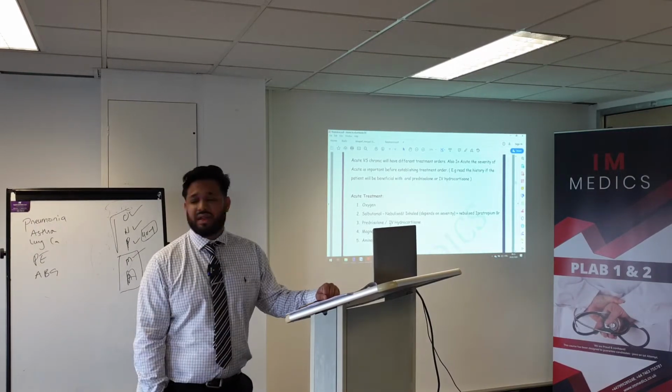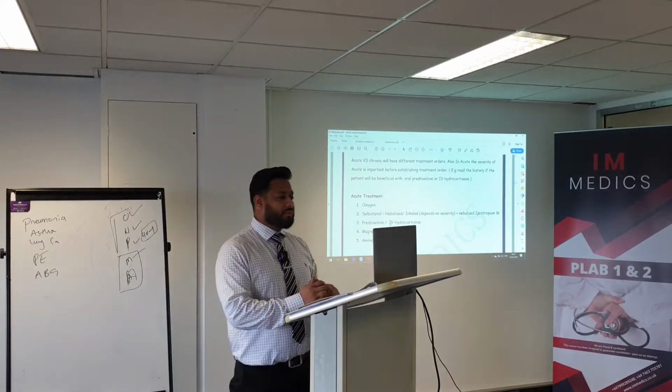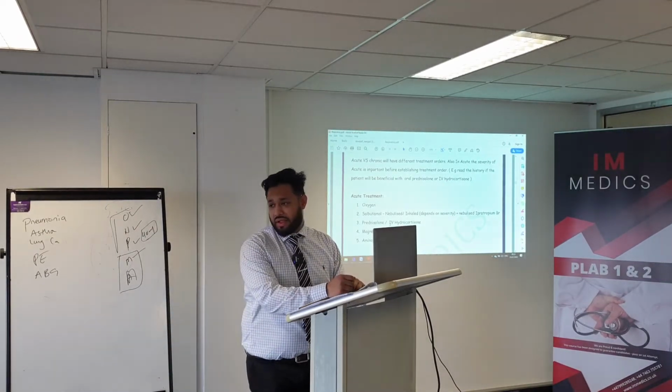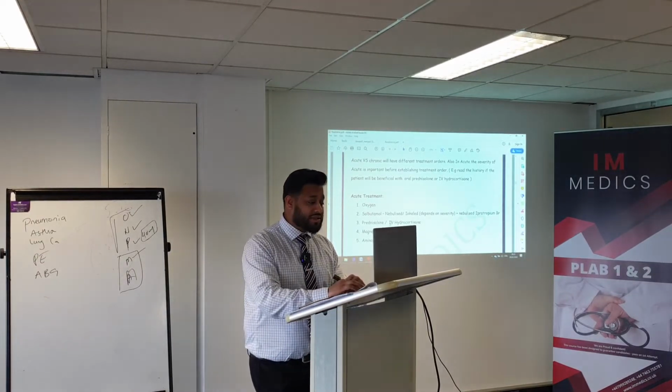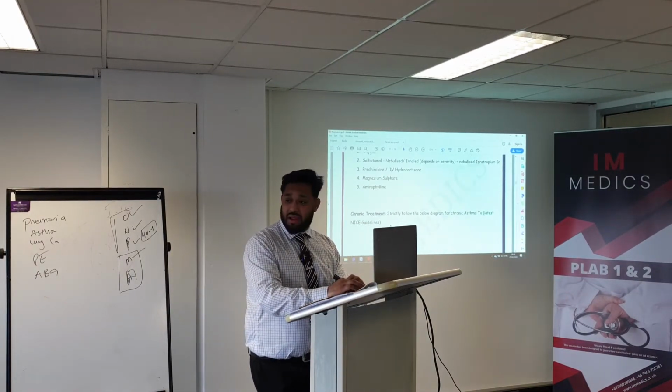This is the simple thing. It's just 5 steps in order. If they give 3 steps, go for the 4th. Exactly. So O-N-P-M-A, if you memorize that for acute, that's done. Oxygen, nebulized salbutamol, Pred, magnesium, aminophylline.